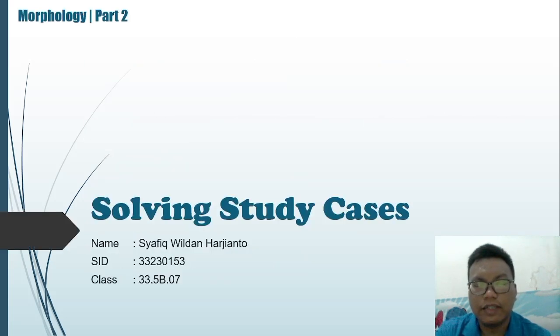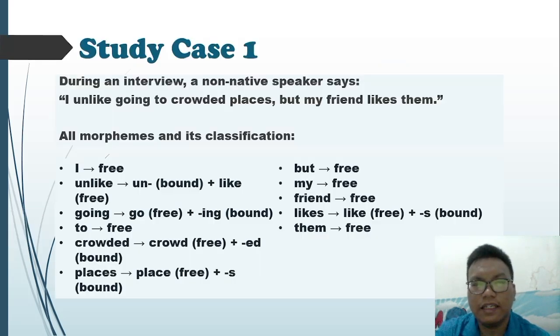And now into part 2, solving case studies. First case study. During an interview, a non-native speaker says, "I unlike going to crowded places, but my friend likes them." First we are going to see the morphemes and their classification. I is a free morpheme; in unlike, the un is a bound morpheme and like is the free morpheme. Going: go is the free morpheme and ing is a bound morpheme.